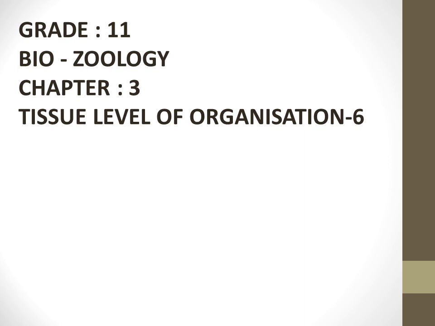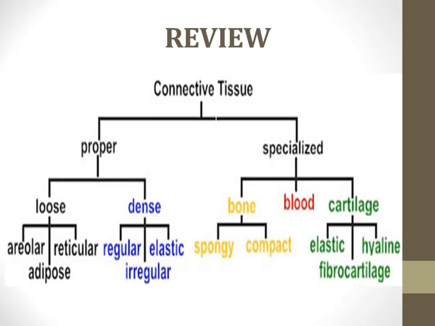And we are discussing the chapter Tissue Level of Organization. So today is part 6, and we are at the end of this class. In the previous sessions we discussed animal tissues. The first type is epithelial tissue, and we have discussed its classifications, right? And in the last class we discussed the next animal tissue, that is connective tissue, right?